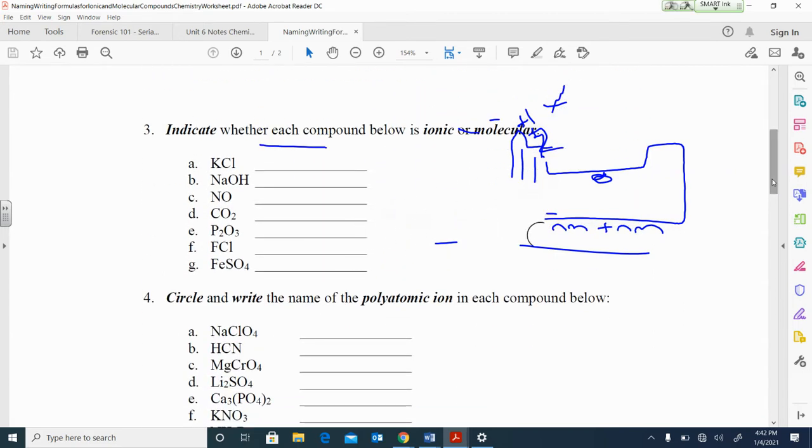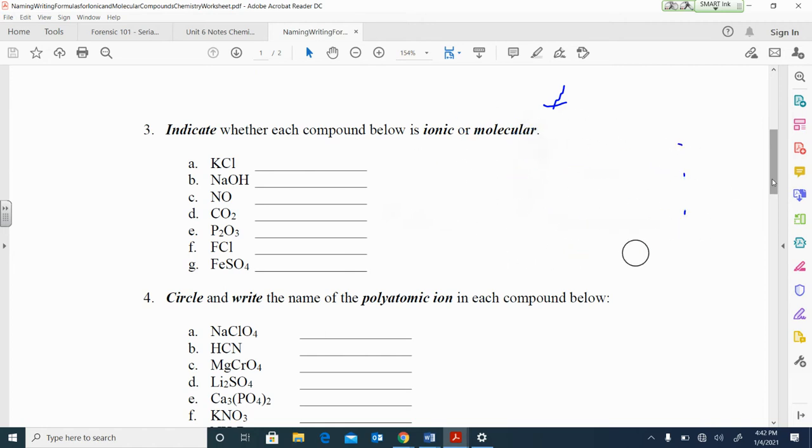Okay, so we want to indicate whether each compound below is ionic or molecular. That's literally all. You're not giving me the name or anything like that. Just, is it ionic? Is it molecular? You can write an I and an N. That's fine. So how do I know?